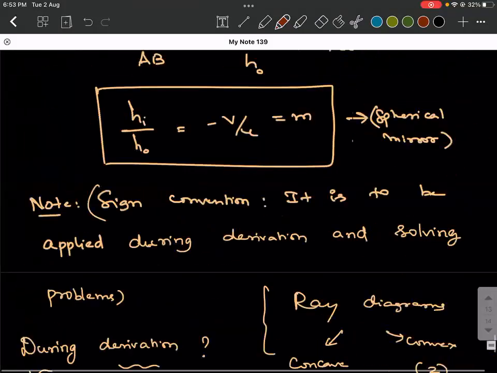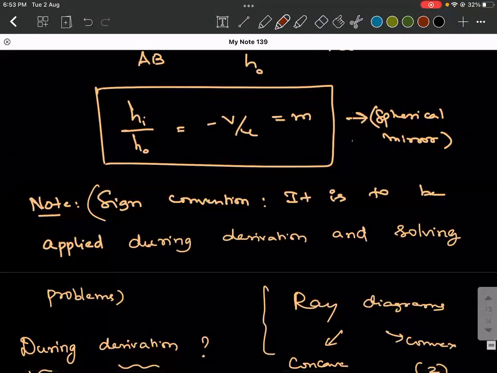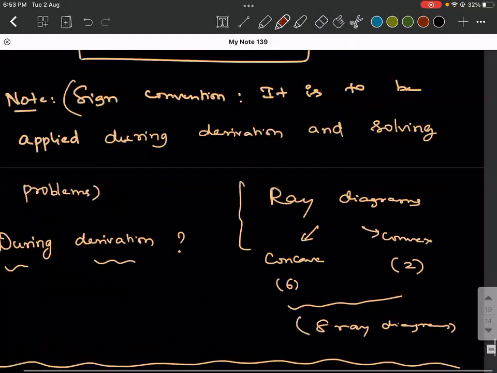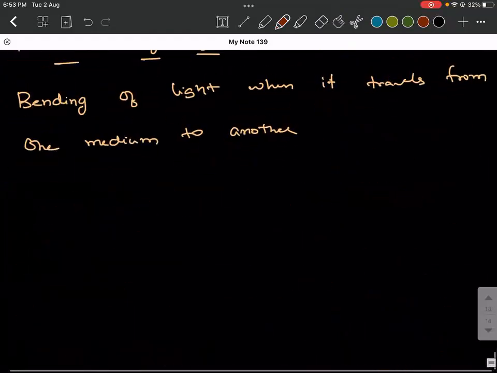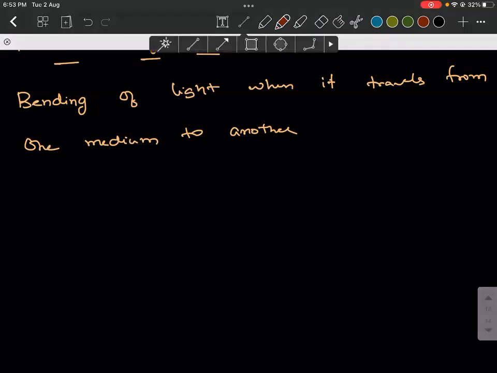Convex mirror ray diagrams. See, actually, as I told you, the 6 ray diagrams are part of your 10th standard. It is not part of 12th. So nobody will ask you the ray diagrams. You should only know the positions. Bending of light when it travels from one medium to another is what is called refraction.